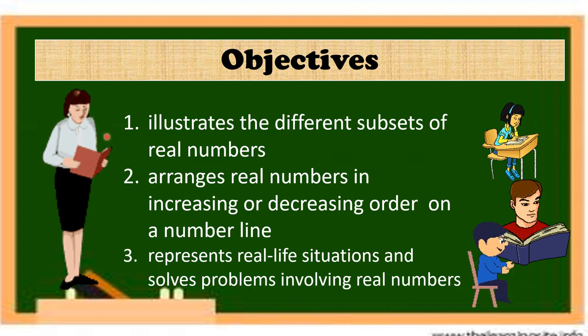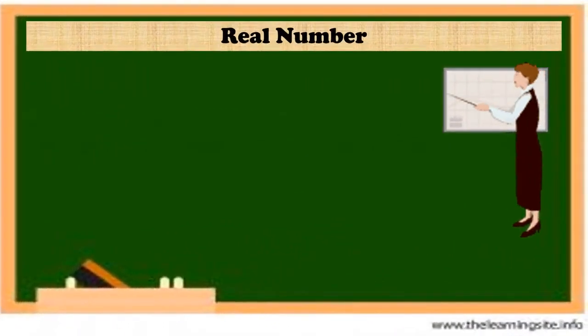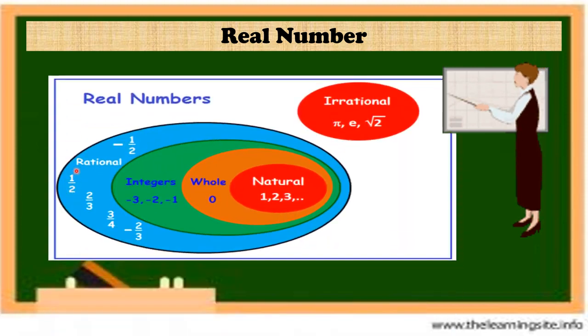Number 1, illustrate the different subsets of real numbers. Number 2, arrange real numbers in increasing or decreasing order on the number line. Number 3, represent real life situations and solve problems involving real numbers. Real numbers include the set of rational numbers and the set of irrational numbers. So we will explain it further.